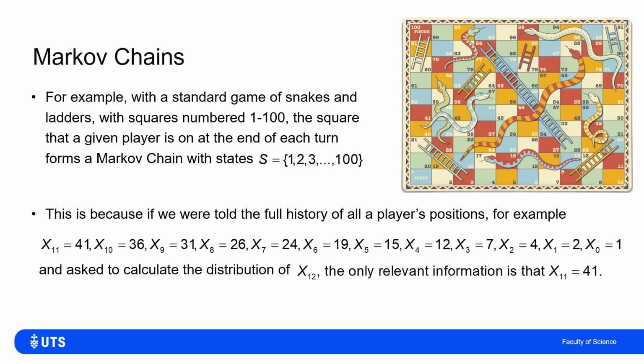So if I were told that you were on square 41 after 11 moves, and by the way, you were on square 36 after 10 moves, and after 9 moves, you're on square 31, and so on, all of that information is irrelevant for predicting the future, apart from knowing where am I now? Oh, after 11 moves, I'm on square 41.